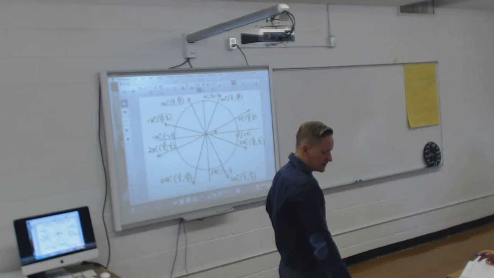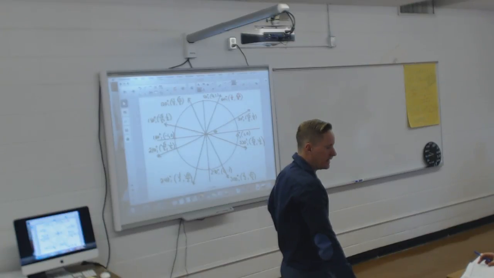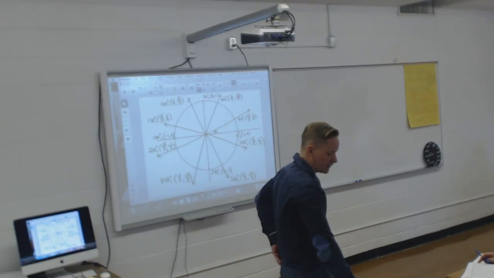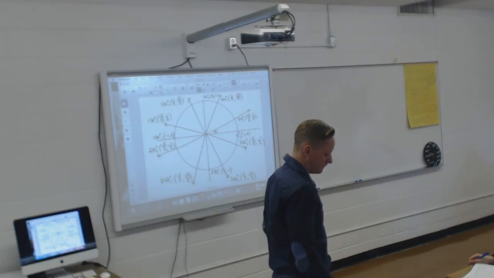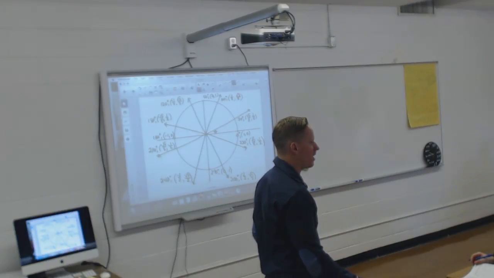Determine the exact values of sine, cosine, tangent for theta equaling 120 degrees. So you draw 120 degrees. What is the reference angle for 120 degrees? 60 degrees, so write that down. The trig ratios for 60 degrees are what?